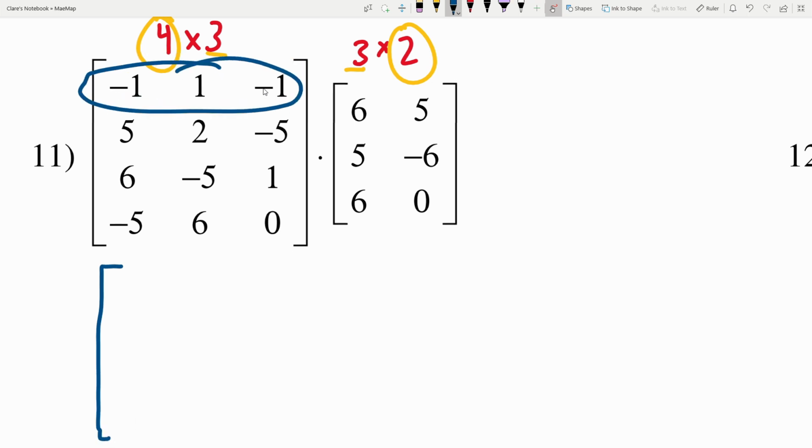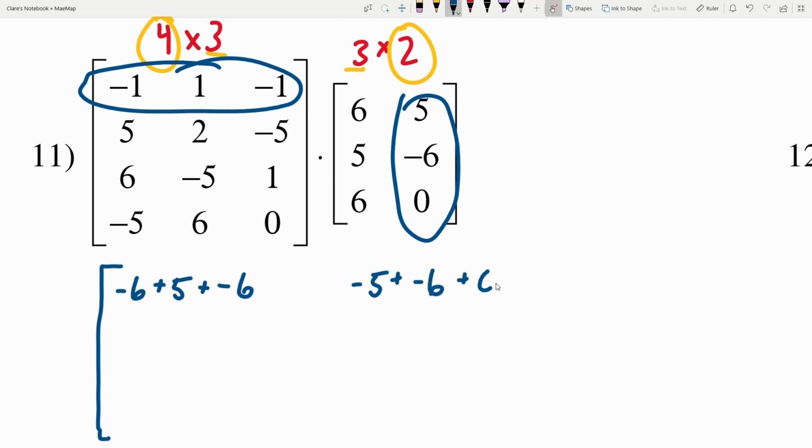I'm going to take row 1 and dot it with column 1. So negative 1 times 6 is a negative 6, plus 1 times 5, which is 5, plus negative 1 times 6, which is negative 6. And now I'm going to take the first row, second column. Negative 1 times 5 is negative 5, plus 1 times negative 6 is negative 6, plus negative 1 times 0, which is 0. So let's go ahead and switch this up, doing out that first row. Negative 6 plus 5 plus negative 6 is going to be negative 12 plus 5, which is negative 7. And negative 5 plus negative 6 plus 0 is negative 11.